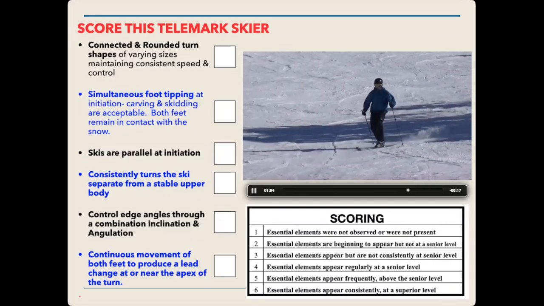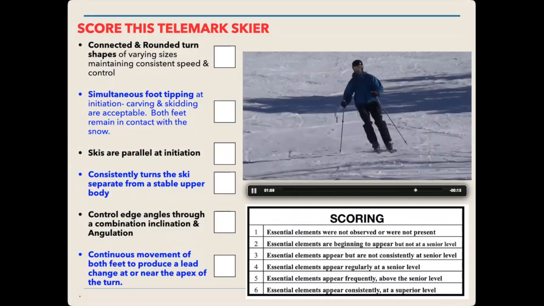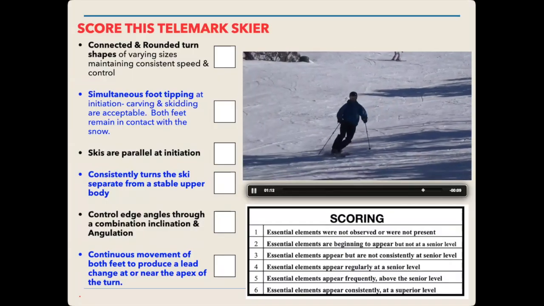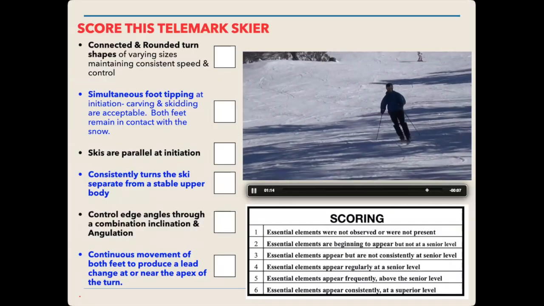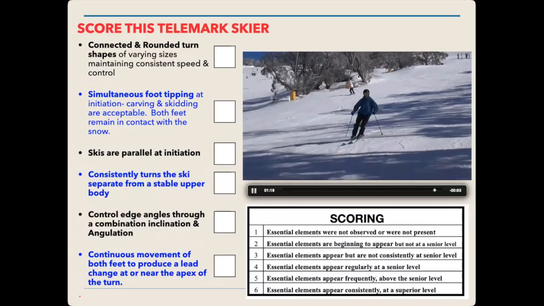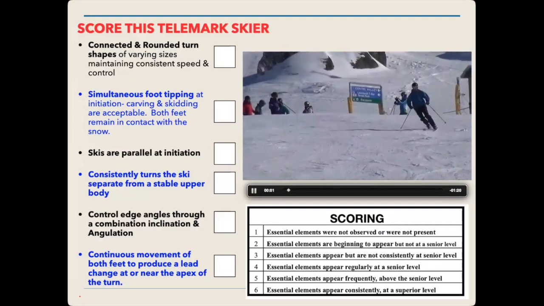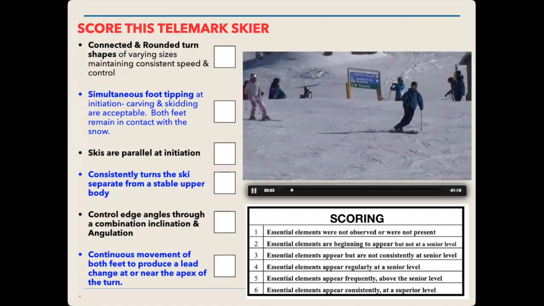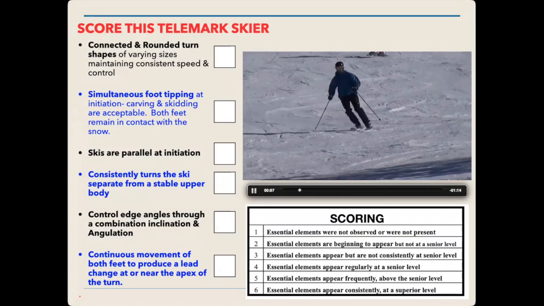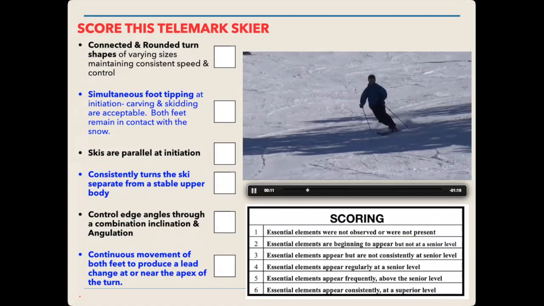And it really helps to have these in slow motion to see these details. The fourth criteria: consistently turns the skis separate from a stable upper body. Again, I scored this a 3, primarily for the differences between right and left and the deficiencies that I see on the left-hand side.